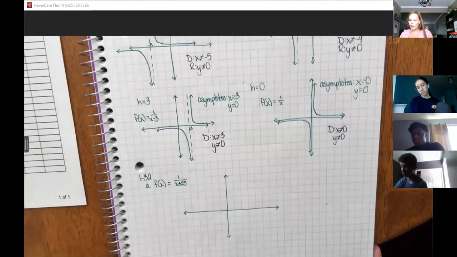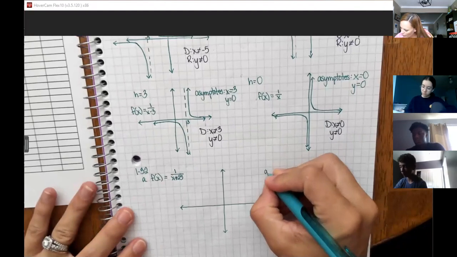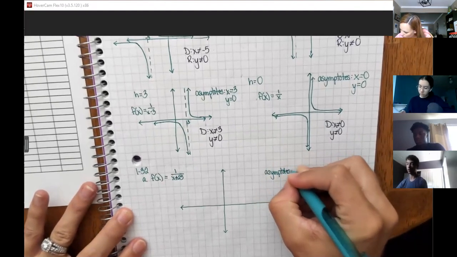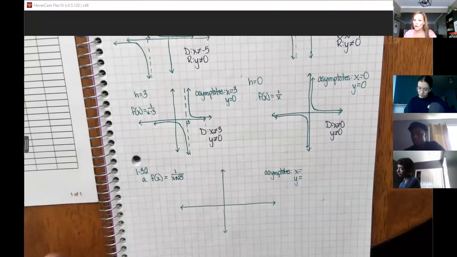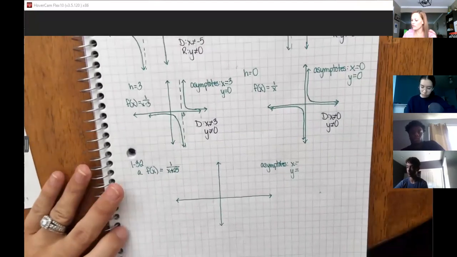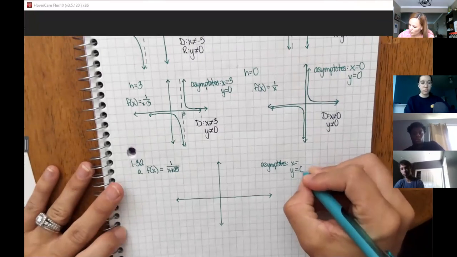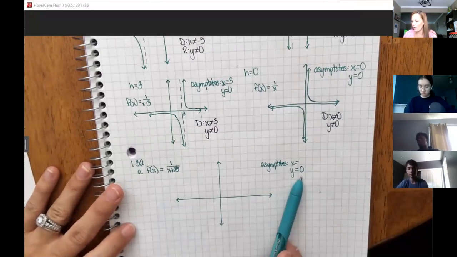Okay, so where are our asymptotes here? We're going to have an x equals and a y equals. The y equals should be the easier one, hopefully. All of these are at y equals what? 0. So we have this horizontal asymptote at y equals 0.